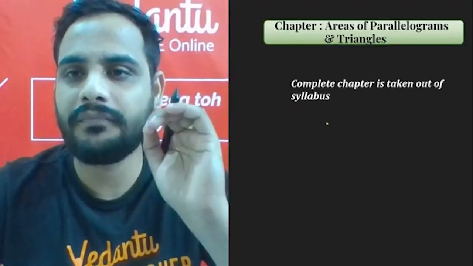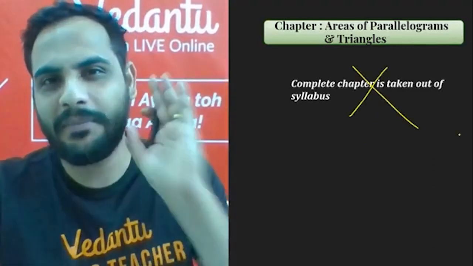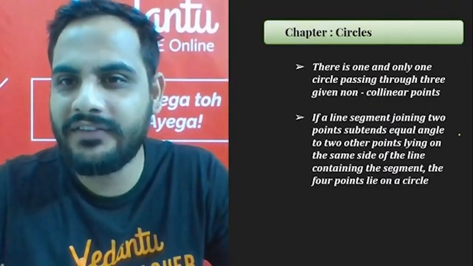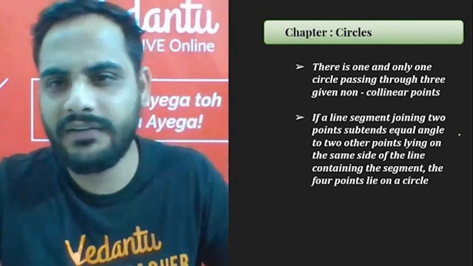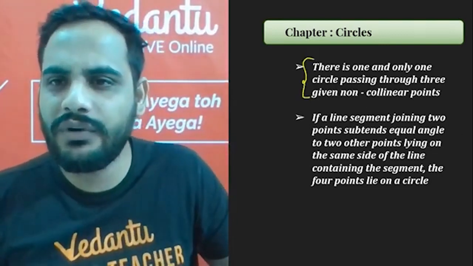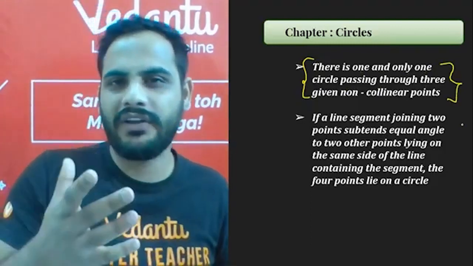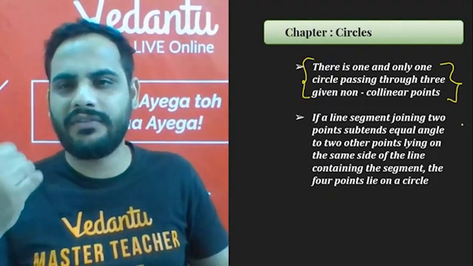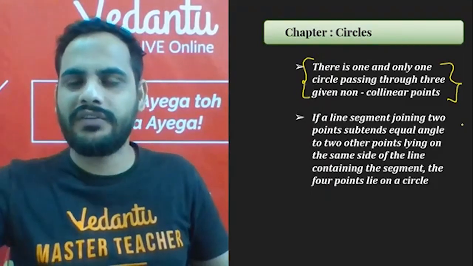Okay. Areas of parallelogram and triangle, तो ये तो पूरा ही निकाल दिया है. Okay, the complete chapter has been removed. After that, circles. अब in the circles chapter, two theorems have been removed. Both the theorems are very basic. Okay, one theorem is that one and only one circle can pass through three given non-collinear points. So the proof was also very easy, and there was never a question asked from this, only true and false type of question. So this theorem has been removed.